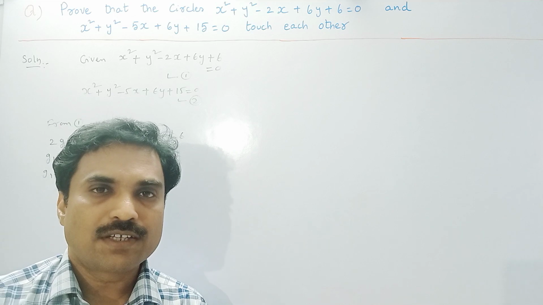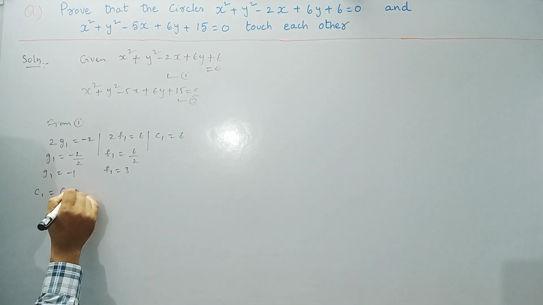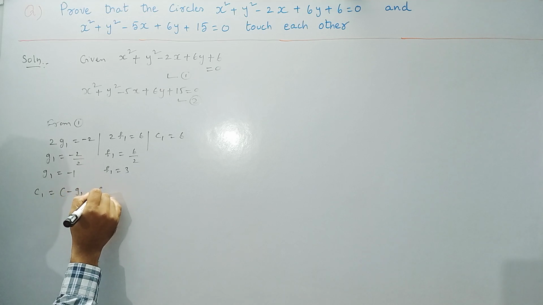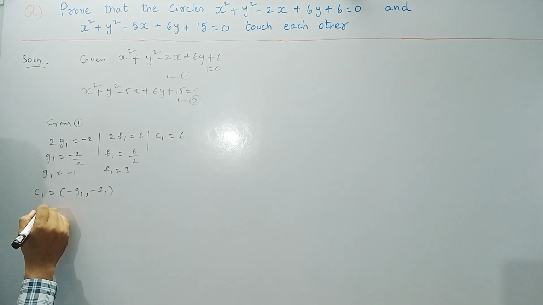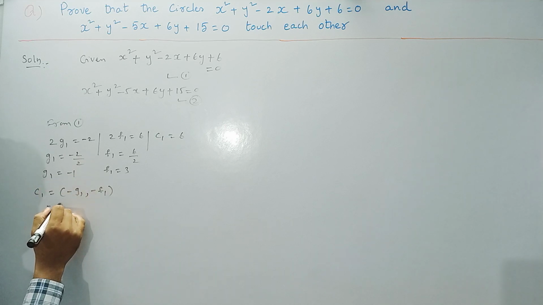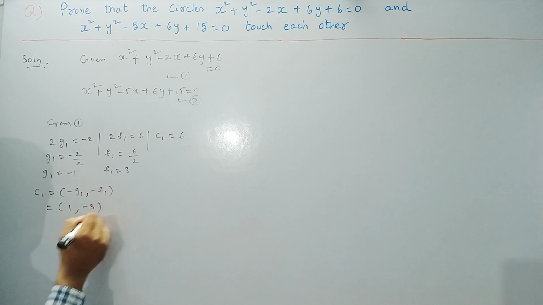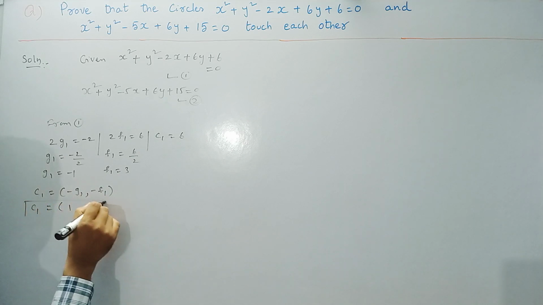From this we will find the center C1. So what is center C1? C1 equal to minus g1 comma minus f1. What is g1 here? Minus 1. So minus already is there, so minus minus plus 1. And here f1 value is 3. So minus 3. So this is C1.